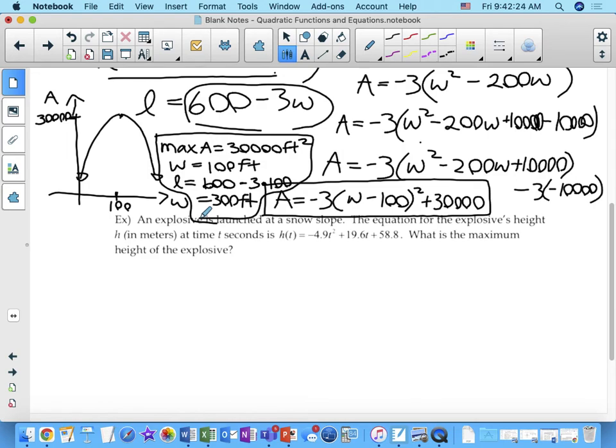Okay, now this last one, an explosive is launched at a snow slope. The equation for the explosive's height in meters at time t seconds is h of t equals negative 4.9 t squared plus 19.6 t plus 58.8. What is the maximum height of the explosive? Okay, in this situation, you're given the function. So you don't have to come up with that yourself. Okay? What I want you guys to do is to work on this one yourself. And then if we need to, we'll go through it as a group. Okay?